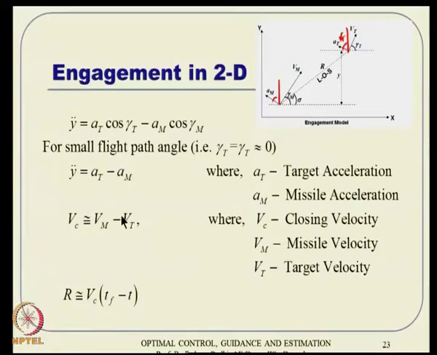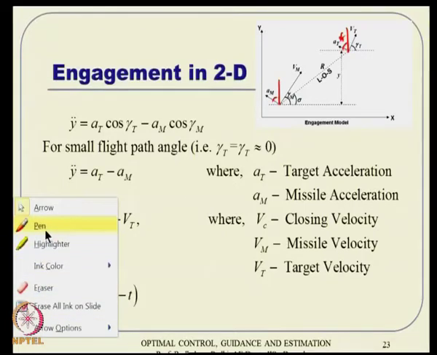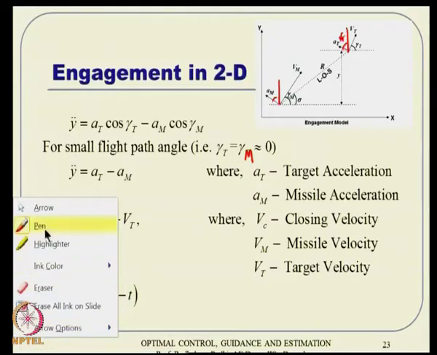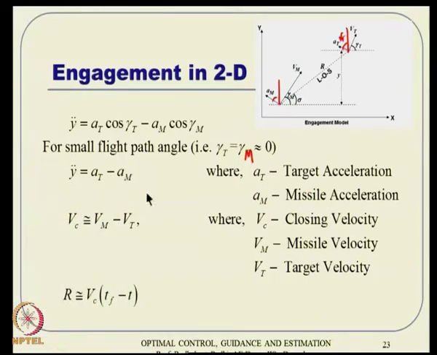So, we have talked about y double dot is like that. Again, you assume gamma t and gamma m is very close to 0. Then it so happens that cos gammas are 1 and you have y double dot is AT minus AM. This is the dynamics in y direction that we will account for. There is nothing to do with any particular vehicle, and this is something called kinematic equation.